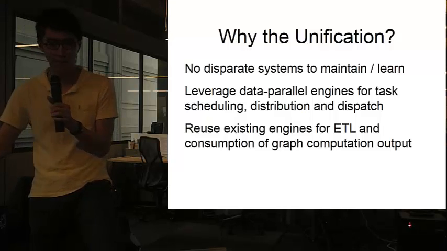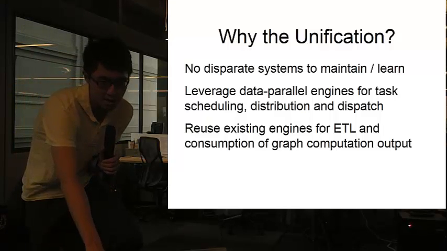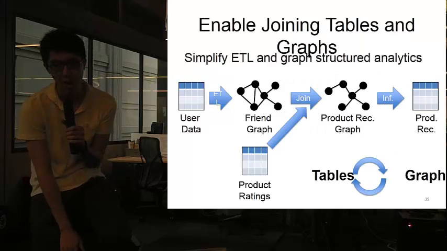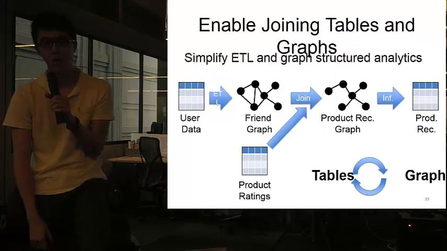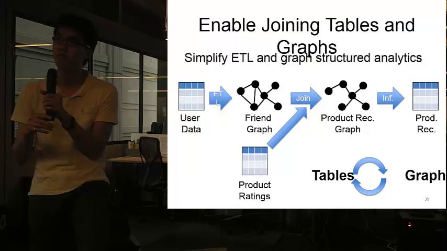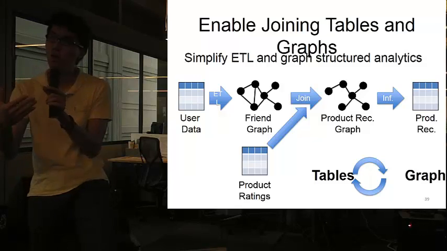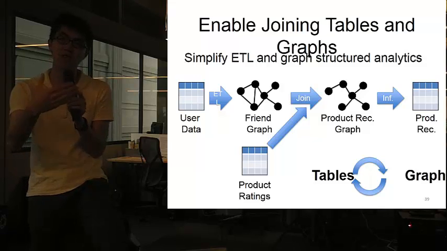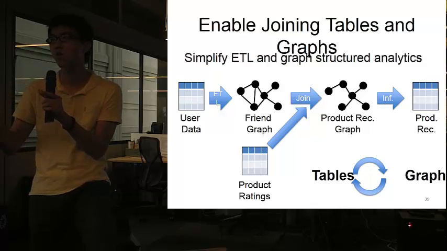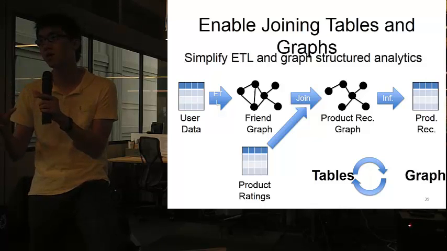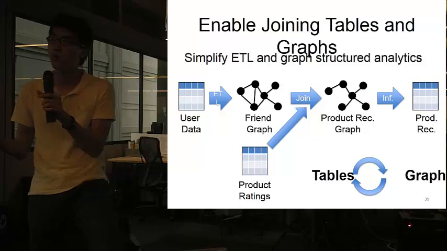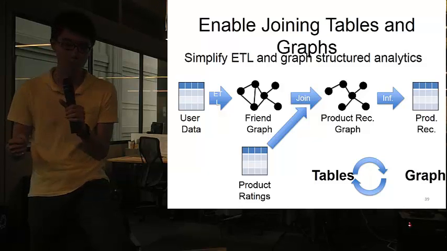data into Giraph. But even more importantly than ETL, I think the key part is actually enabling joining of different data sources with graphs. So if we can build a graph processing system on top of Spark, this essentially enables joining tabular data structures like RDDs with graph data structures in the same engine.